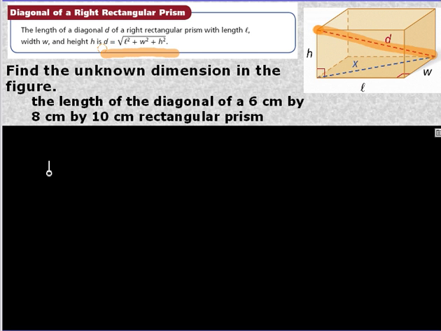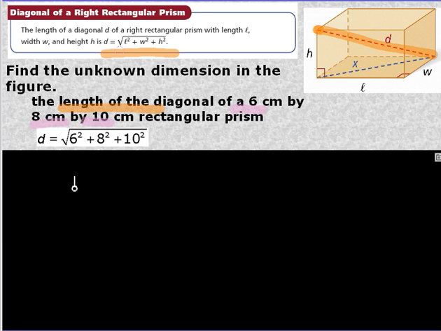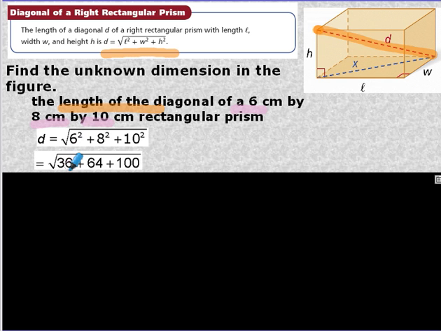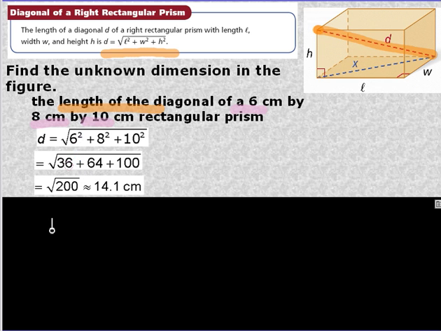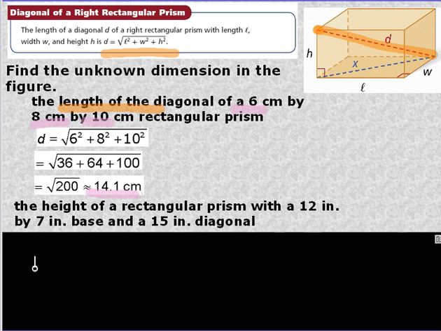So we're going to look at a few examples. Find the unknown dimension of the figure, the length of the diagonal. We see that it is 6 by 8 by 10, so we're going to plug these into the formula that we have. And remember, you want to square before you add. So you're going to get 36 plus 64 plus 100, which is the square root of 200, which gives you about 14.1 centimeters.